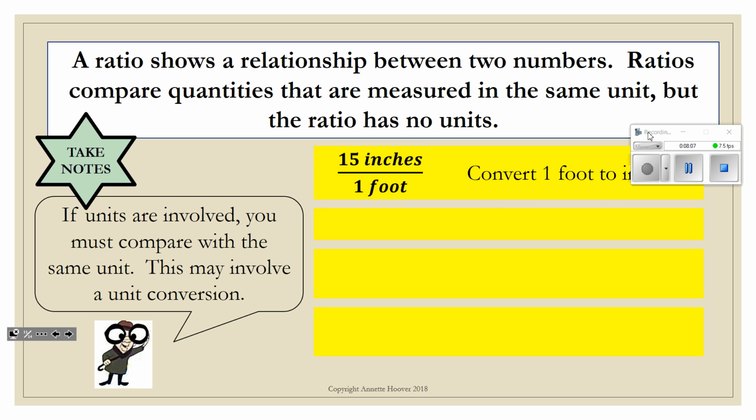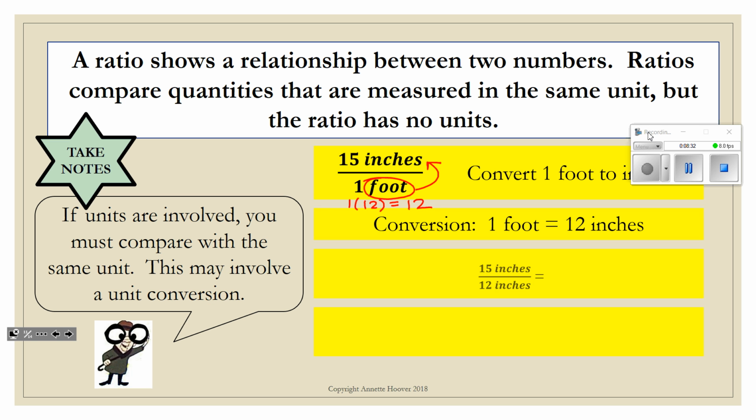Okay, this time we have 15 inches to 1 foot. Again, you have units of measurement. So we take the larger measurement, which is the foot, and we want to convert it to the smaller measurement, which is the inches. So you have to think to yourself how many inches in a foot, and we know that there are 12 inches in a foot. So we're going to take that 1 foot and multiply it times 12. And of course 1 times 12 is 12. So to rewrite it, it would be 15 inches to 12 inches. Simplified, both of those numbers are divisible by 3, so it would simplify to 5 to 4.